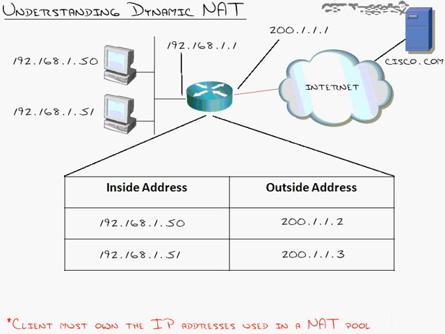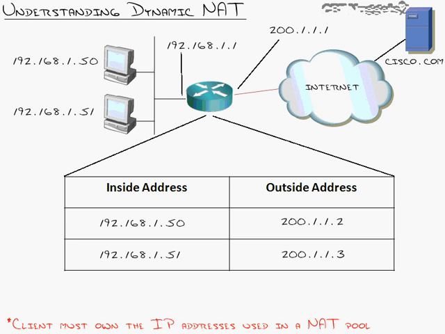Now, NAT was the topic that we discussed in the ICND2 series, but the primary use that we talked about in there was just overloading an external IP address so multiple internal clients can access the internet. And while that is the most common use of NAT, there's many more things you can use it for.